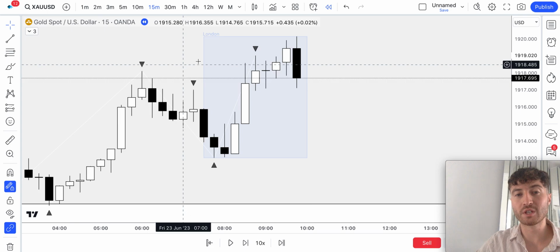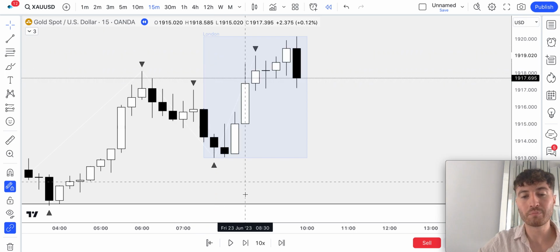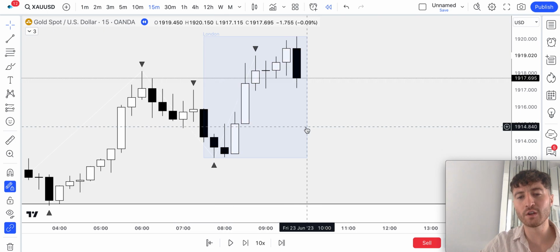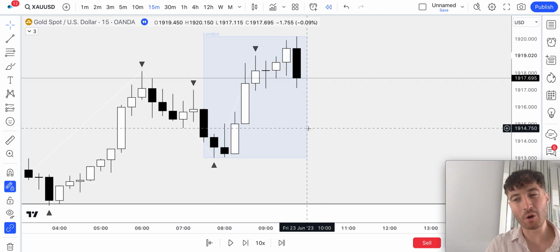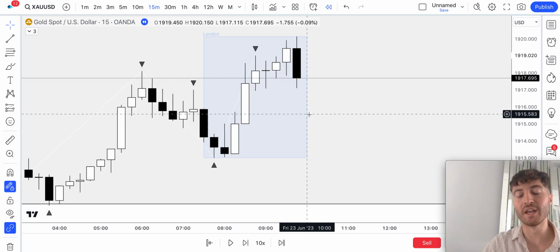Another very important concept to note here is we are only going to be executing trades between 7:30 and 10:30 a.m. UK time. Let's play this out. I would personally prefer to be executing between 7:30 and 10 a.m. because this is the London session kill zone. This is the London session kill zone.